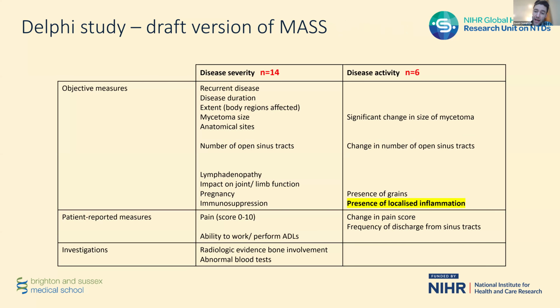And we actually added an item back in after round 3. So we thought that it was very important to include an item that assessed local inflammation, so raised temperature, sweating of the skin, and so we included this back within the disease activity scale. So this is the final scoring system that we were producing at the end of round 3. So we had 14 items for disease severity and 6 items for disease activity.